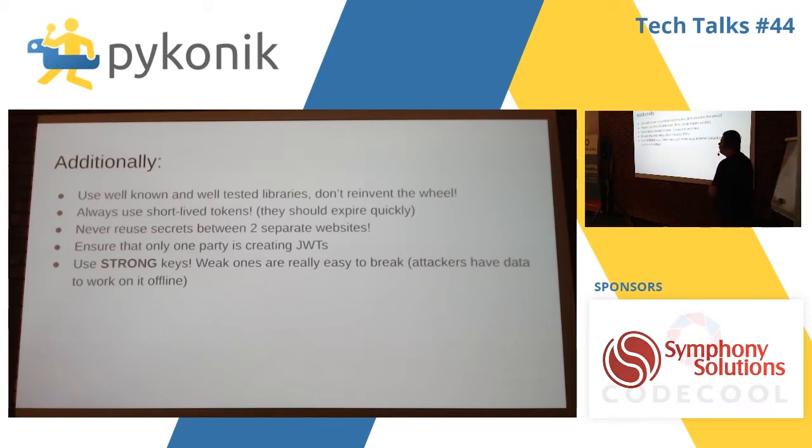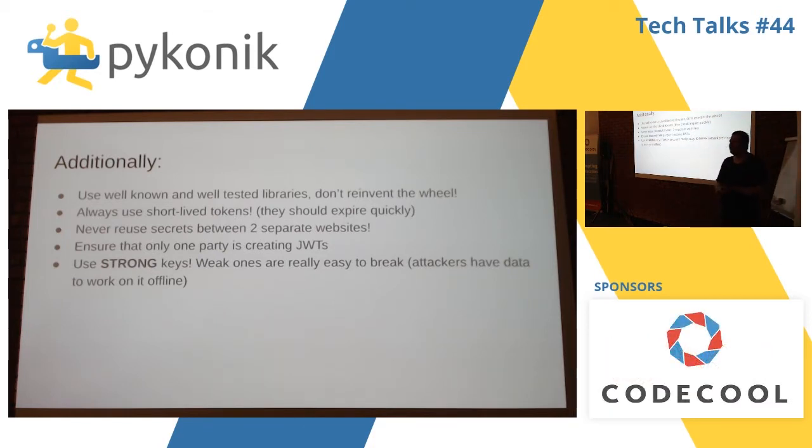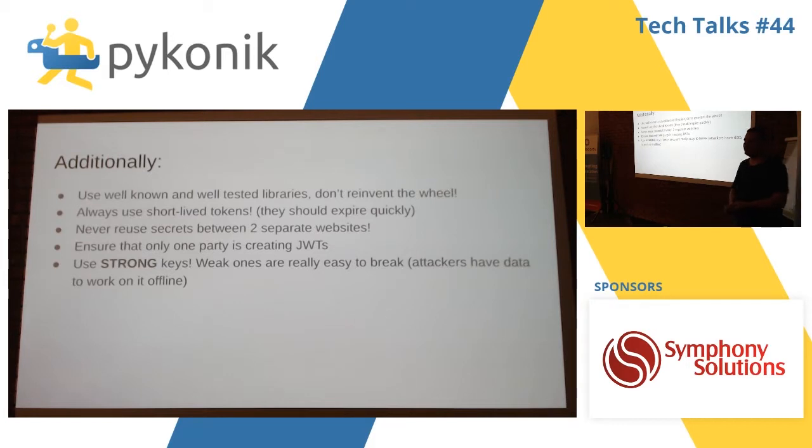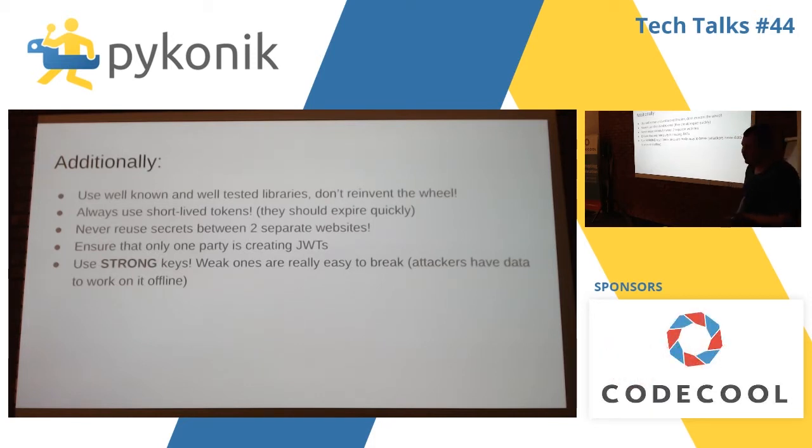On top of that, don't reinvent the wheel. If you are trying to use JSON Web Tokens, somebody probably created a library for that, and it is well used, and you should use this one because it's tested by the community. It probably doesn't have bugs, and if it has any bugs, they will be quickly discovered and quickly patched. Don't reinvent the wheel.